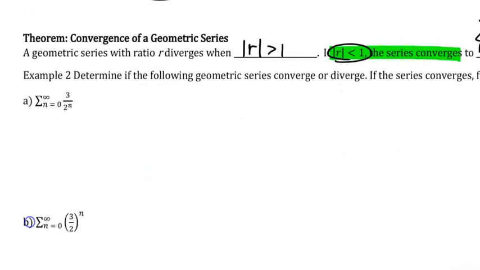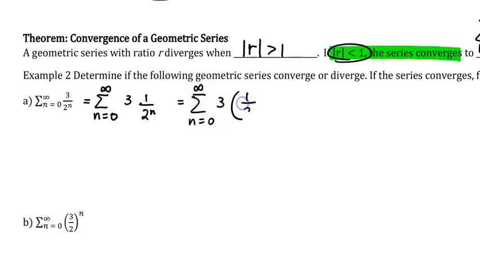So looking at example 2a, first we have to be able to identify what is a and what is r. I am going to do some rewriting of this series just to make it a little bit more obvious. The 3 in the numerator can be written as a coefficient to the fraction 1 over 2 to the n. And if you still can't see what r is, you can put 1/2 in parentheses and apply the exponent of n. So you still get 1 in the numerator and you do get 2 to the n in the denominator. So now I can see that a is equal to 3 and that r is equal to 1/2.